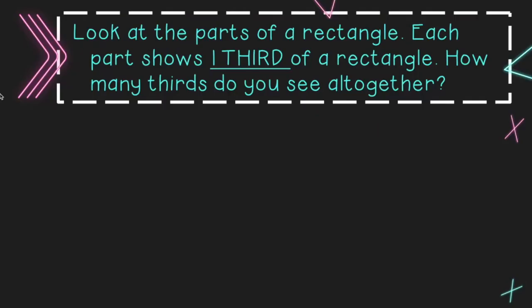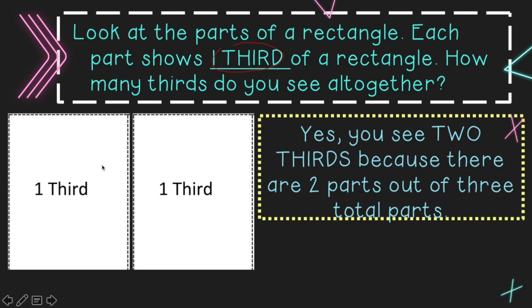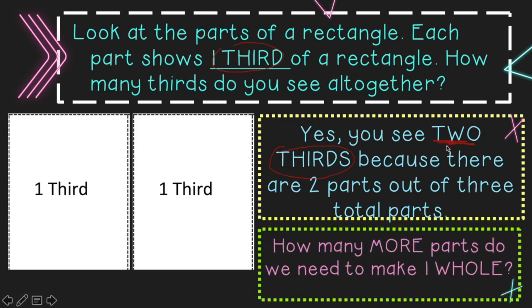So let's look at the parts of a rectangle. Each part shows 1/3 of a rectangle. So how many thirds do you see all together? So think of it. It's saying thirds. And right now we see how many thirds? So yes, you see 2 thirds because there are 2 parts out of 3 total parts. But remember, we are trying to describe thirds and we see 2 of them. So think, we're trying to create 1 whole. So how many more parts do we need to make 1 whole if we need 3 total parts?